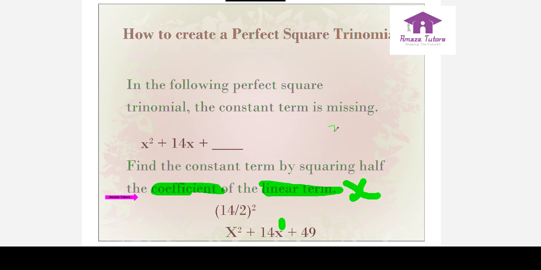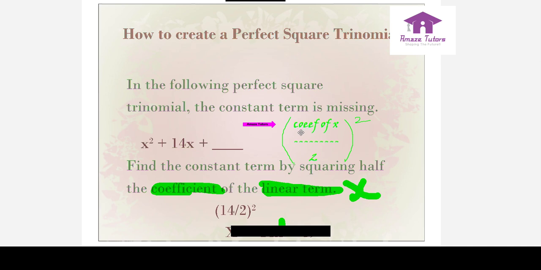In other words, it is the coefficient of x divided by 2, the whole squared. This is what we are going to add to both sides to balance the equation. This is the very important step in the completing the square method. This is what we actually do: the coefficient of x divided by 2, the whole squared. Add this to both sides.